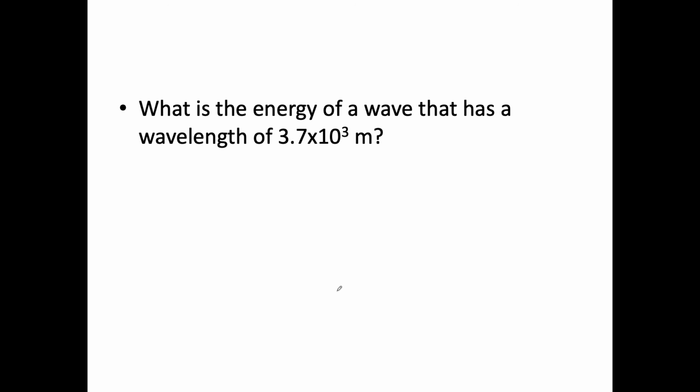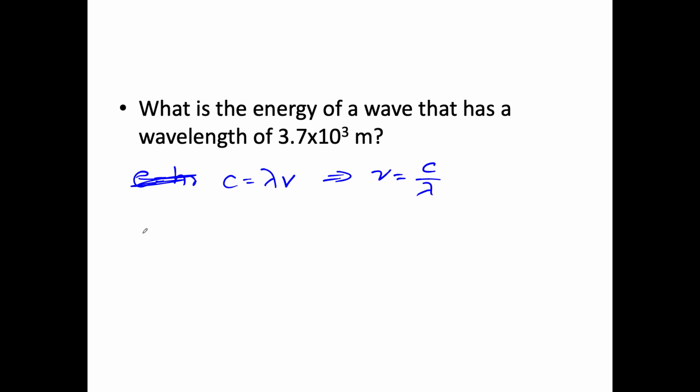And I'm going to do one more example. Energy of a wave that has a wavelength of 3.7 times 10 to the 3 meters. We're going to be doing two steps. c is equal to h nu. No, c is equal to lambda nu. We'll convert that. We're looking for the nu, so we'll divide both sides by lambda. So nu is c over lambda. You guys can work this out.